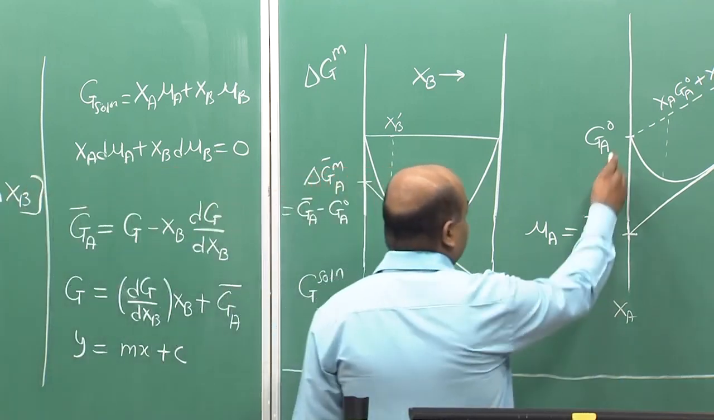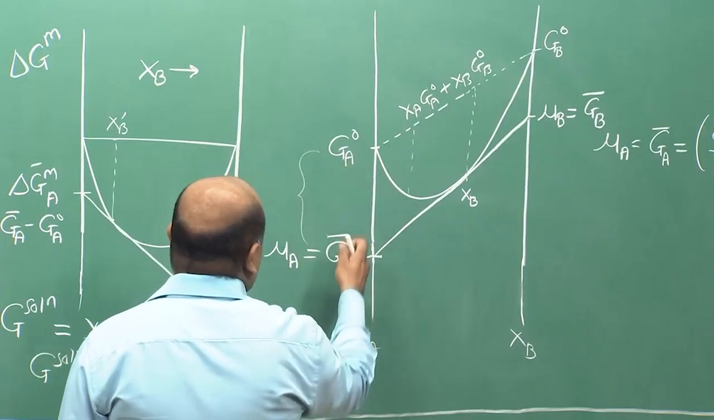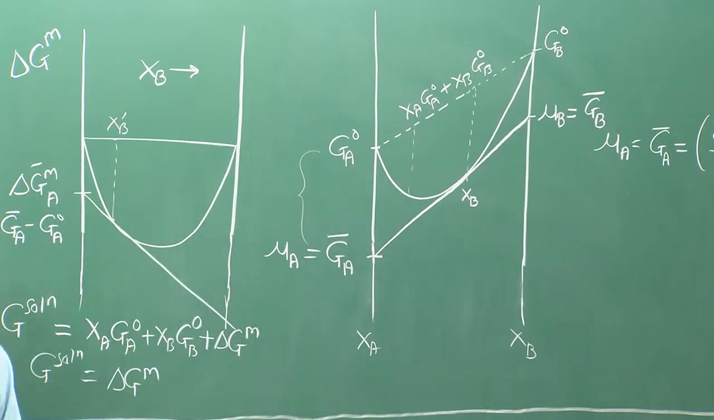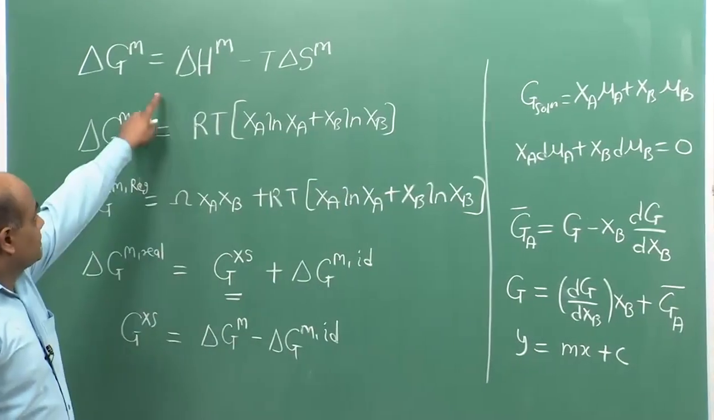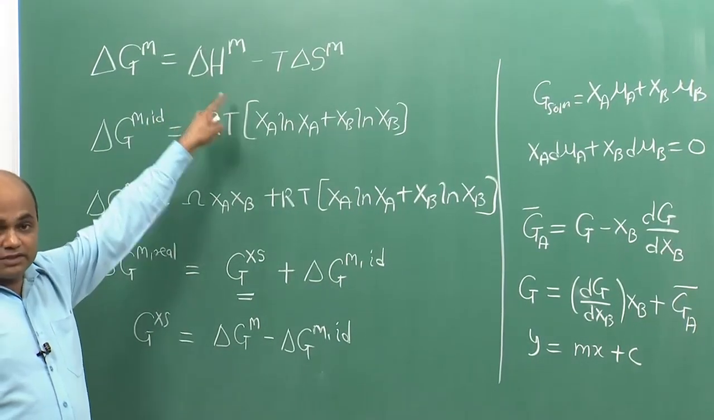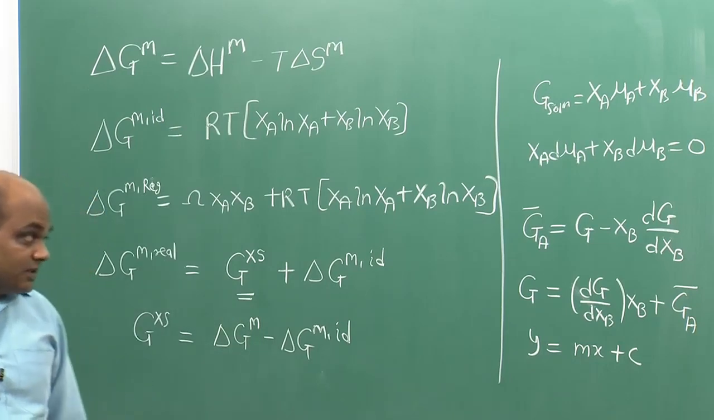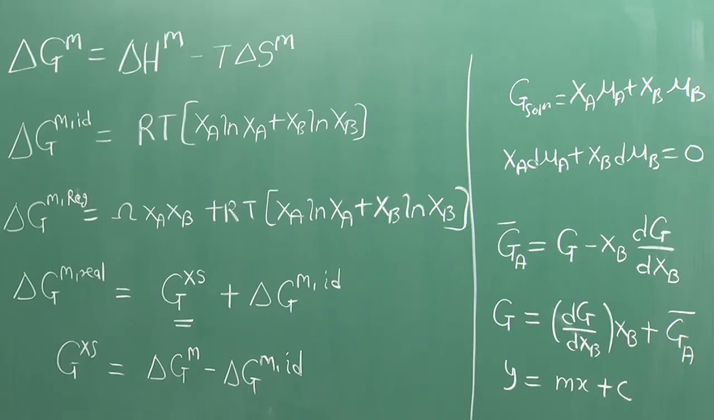It is basically this quantity, the difference between g a bar and g a 0. This was the case when the magnitude of enthalpy of mixing was very small. Now, what if the magnitude of enthalpy of mixing is high? So, delta H m may be highly negative or highly positive. So, let us first consider the case of delta H m greater than 0 with a large magnitude.